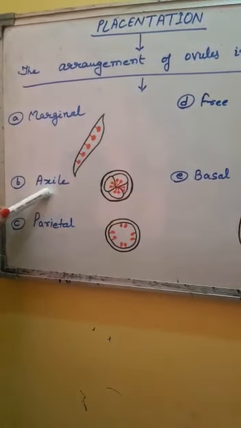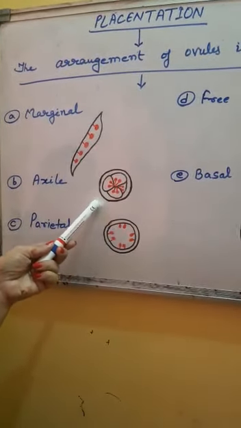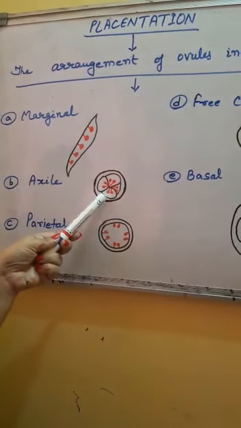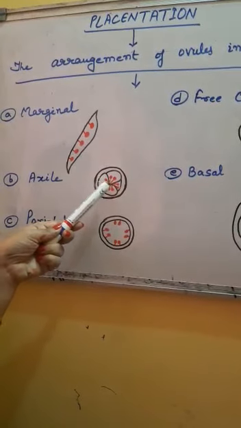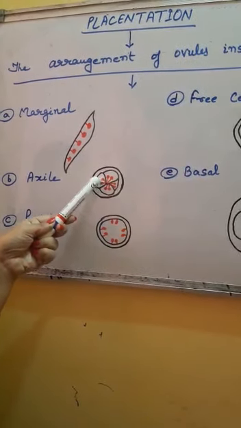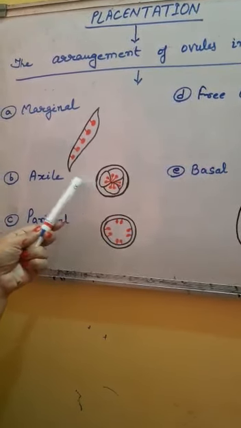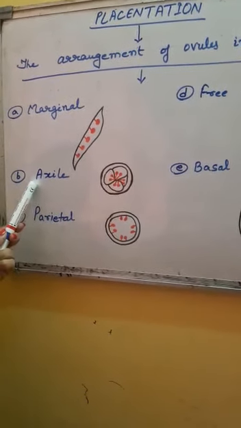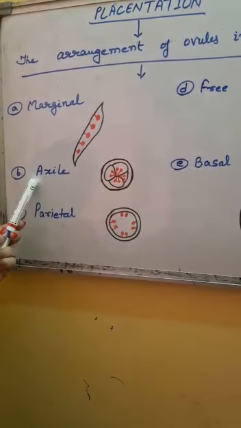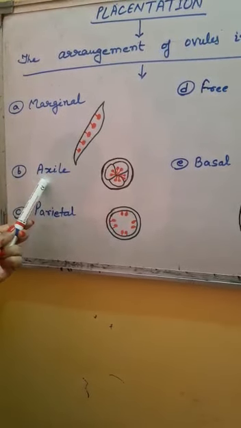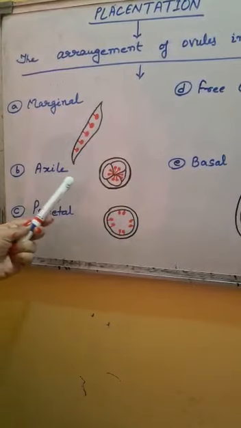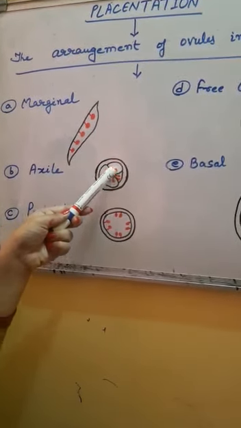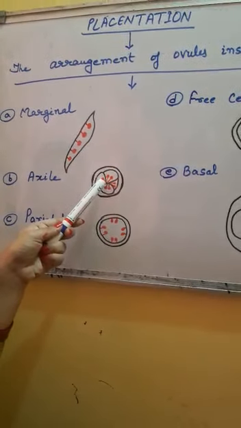So it is axile placentation, where the ovary is multilocular, having various chambers, and ovules are born at the center. These are arising from the center. Such placentation is called axile placentation. The examples of axile placentation are China rose, tomato, and lemon. If you cut a lemon or tomato, you will find seeds arranged in the middle of the part.